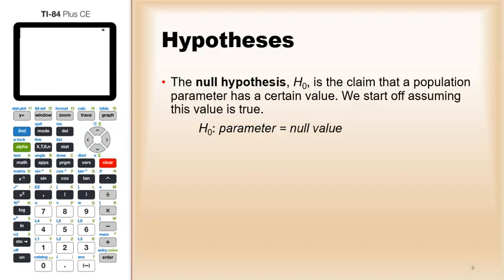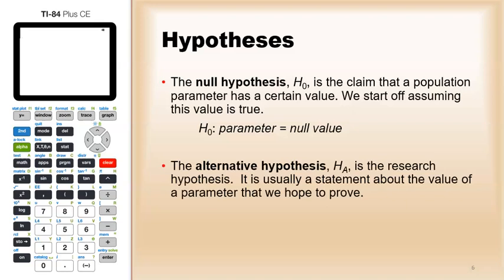Now the parameter is the value that we want to learn about. For us, it'll either be a proportion, a difference of two proportions, and later on a mean or difference of means. And the null value is just whatever we're trying to claim that it's equal to. The alternative hypothesis, which we abbreviate HA, is the research hypothesis. It is usually a statement about the value of the parameter that we hope to prove. And generally speaking, the alternative will be written in the form of the parameter not equal to the null value.